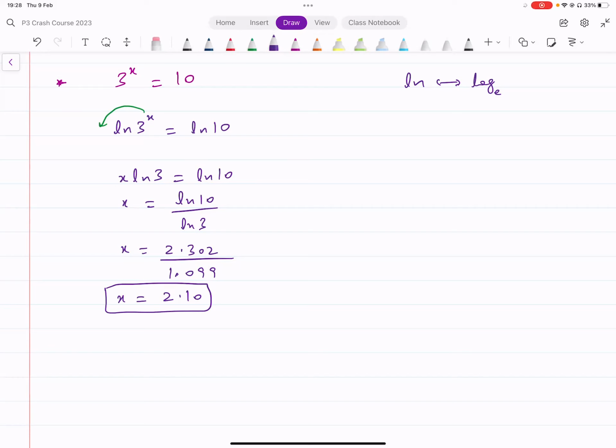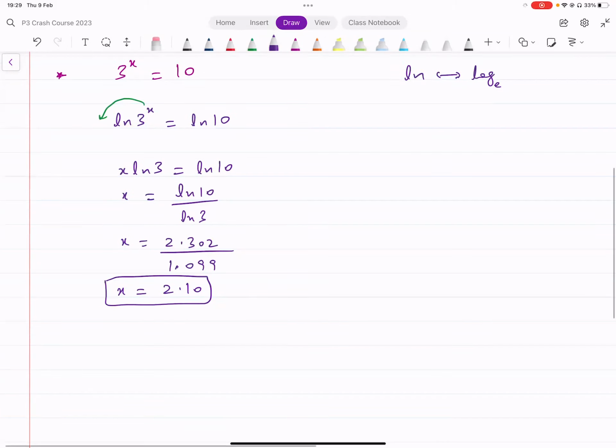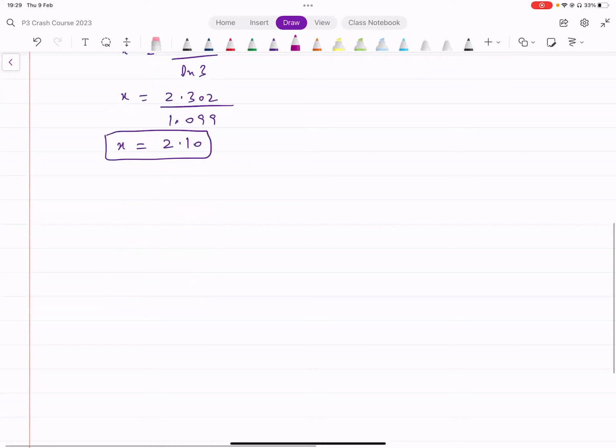So this is the simplest kind of equation that you could solve using logs. 10 is not a perfect power of 3, so we could not solve it directly, but using logs, now we can solve such equations. So this is one possible equation you could solve using logs. Now let's take another example. Let's say we've got something like this.